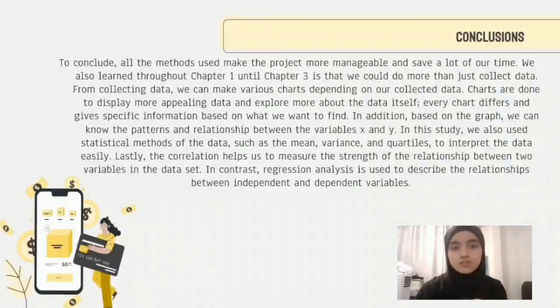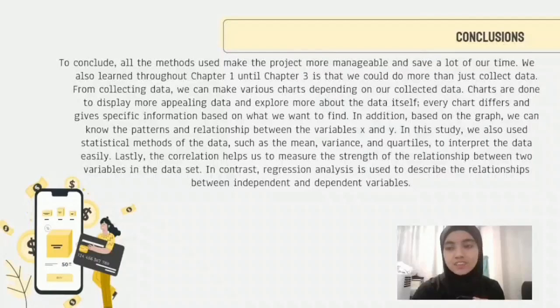To conclude, all the methods used make the project more manageable and save a lot of our time. We also learned throughout Chapter 1 until Chapter 3 that we could do more than just collecting data. From the collected data, we can make various charts depending on our data.